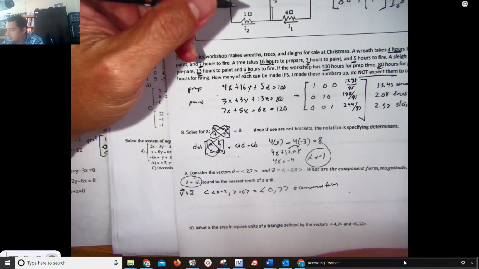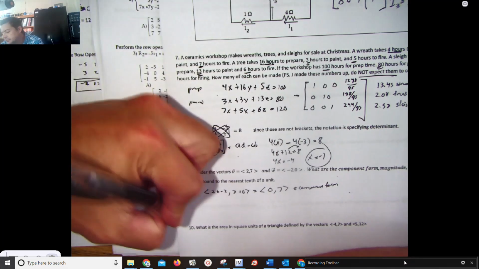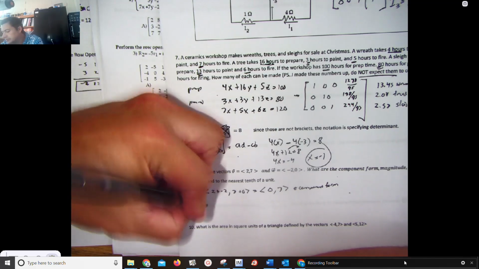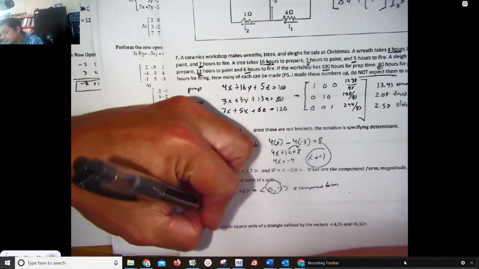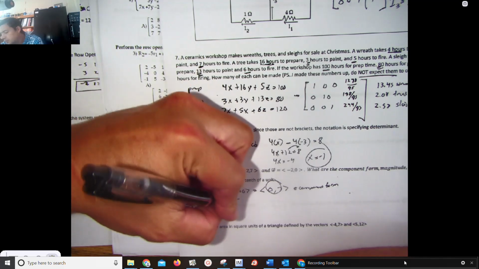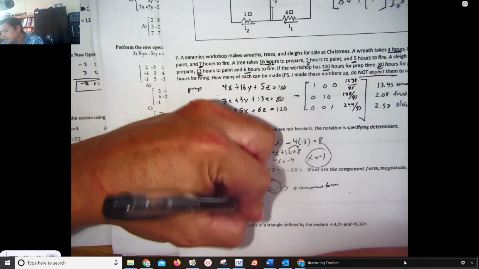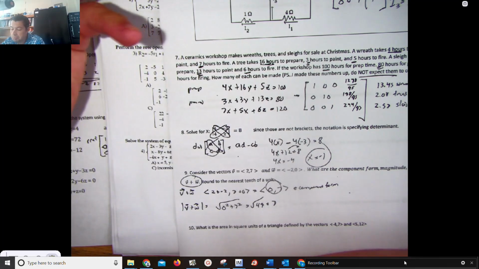The magnitude of v plus w is when you take these numbers, you square them and put them under a square root. That's the square root of 49, which turns out is 7. Interesting.